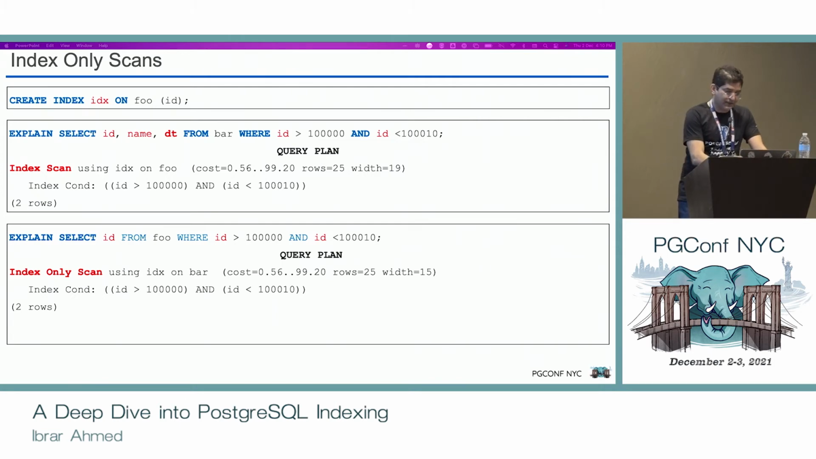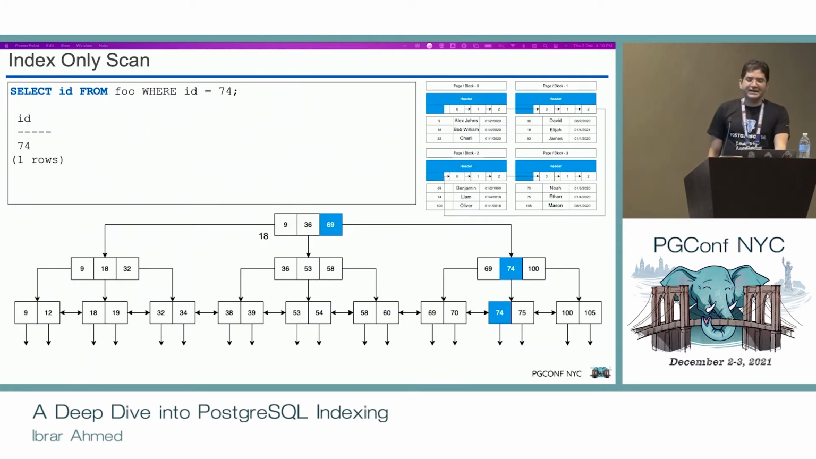So I will give you an example here. You can see: select ID from foo where ID is equal to 74. Here you can see that we have 3 hits: 69, 74, and then 74. And in the leaf node, you can see we already have the 74. So we are just reading the 74. So we have enough information. We don't need the city ID here. We don't need to go to the heap to read the 74 because 74 is in the index. So we just return this 74.